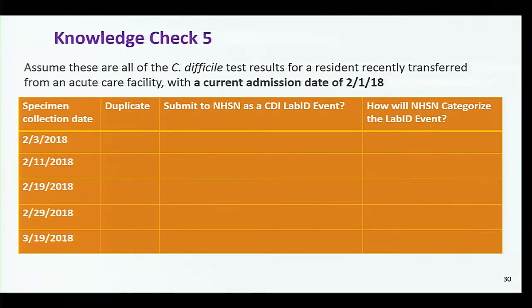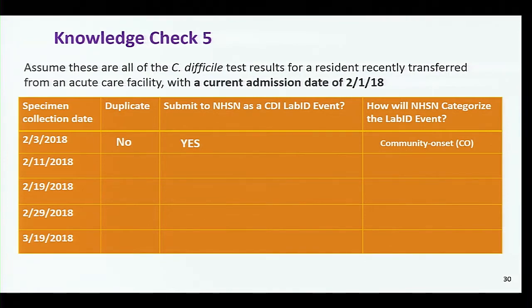The resident has a current admission date of February 1st, 2018. We have a specimen collected on February 3rd. So this is the first specimen collected for this resident. Is this considered a duplicate specimen? You guys can just yell out loud. Okay, good. Should this specimen be submitted to NHSN as a CDI LabID event? Yes. How will NHSN categorize this CDI LabID event? Very good. Community onset, because the current admission date is less than 4 days.